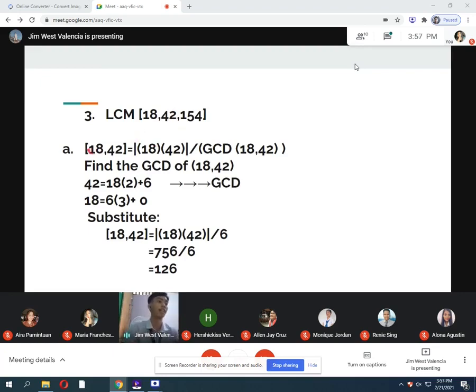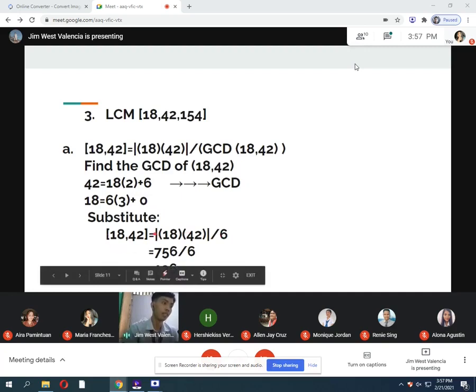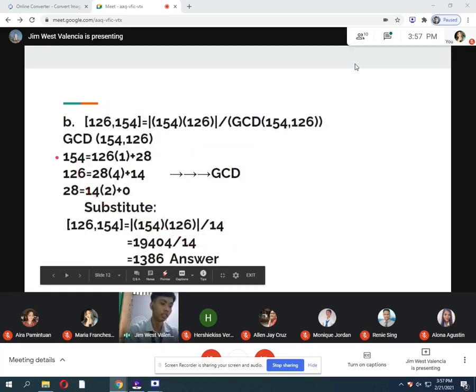Okay, okay. Ito, example. Ang value ng A and B natin is 18 and 42. So, substitute to the formula. Okay, find the GCD of 18 and 42. So, 42 divided by 18 is 2, and our remainder is 6. Then, repeat the process. 18 divided by 6, the answer is 3, and our remainder is 0. So, the remainder before the 0 is 6. So, our GCD for this one is 6. So, we can now substitute to the formula. So, we can now find the LCM of 18 and 42.